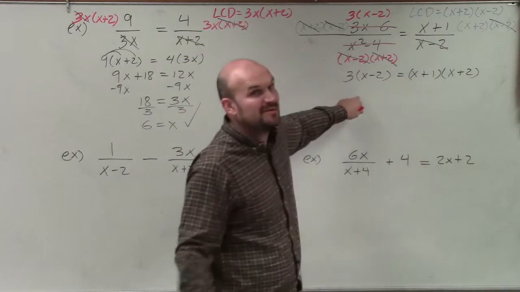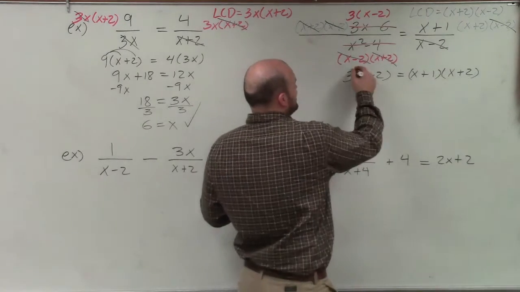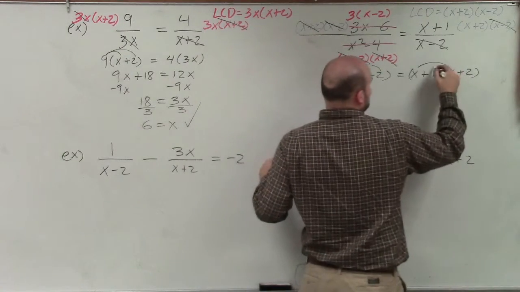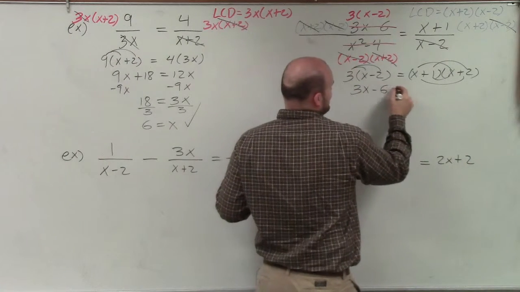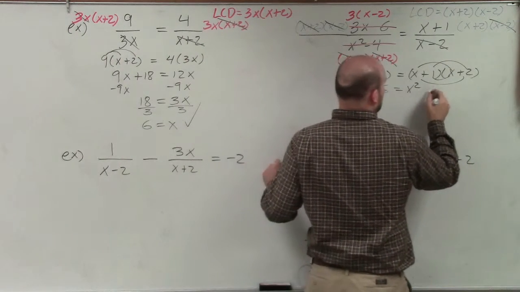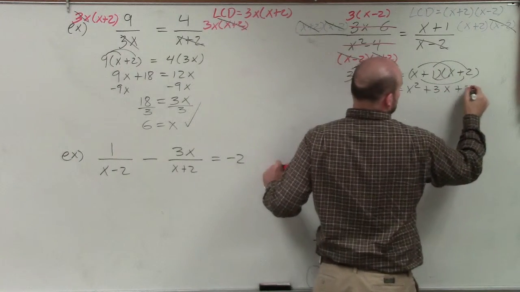Now, actually, in reality, by factoring this out, that really didn't help me out at all. So I'm going to multiply that back through. And I'm going to multiply this by using FOIL. So therefore, I get 3x minus 6 equals x squared, 1x plus 2x is going to be plus 3x plus 2.